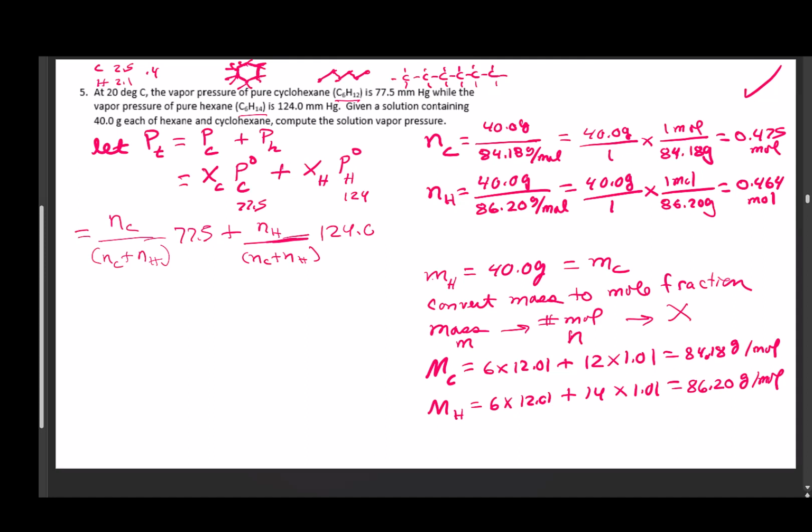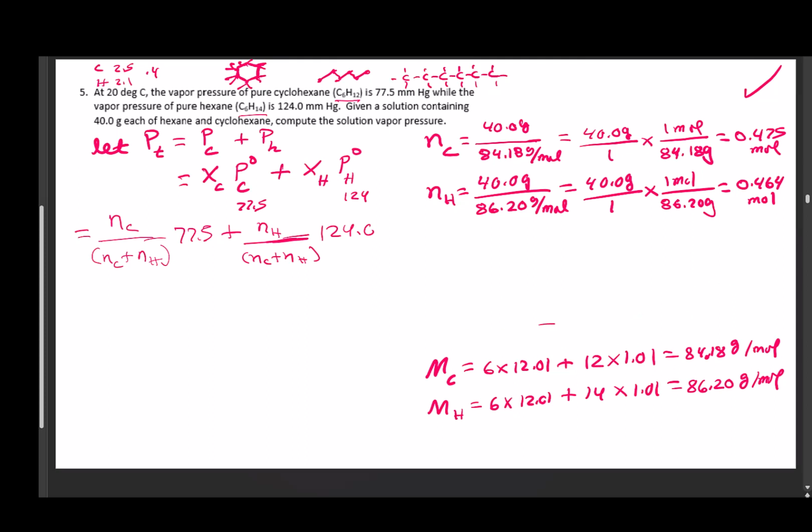Right, so then we can plug these into this formula here. We could compute the XC, the mole fraction of the cyclohexane. That's going to be the number of moles of cyclohexane, 0.475 over the total number of moles. Save some room there.